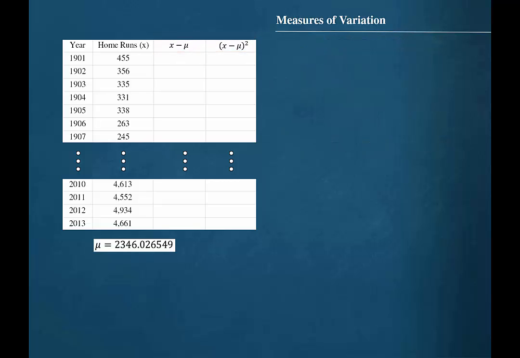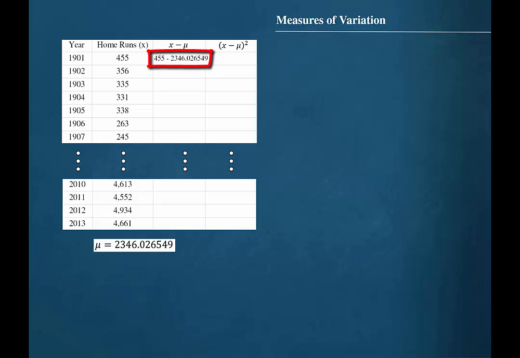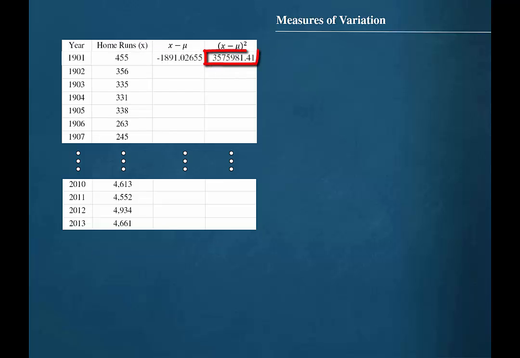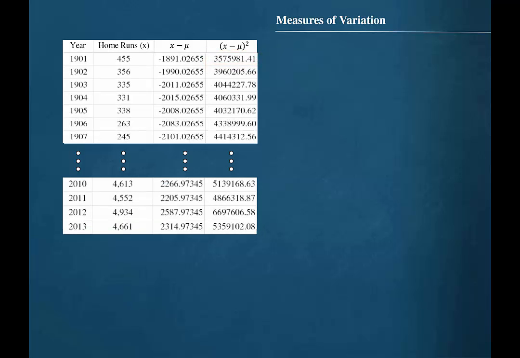Recall that the general rounding rule tells us that we should do no rounding until the final calculation has been made, so we are going to work with as many decimal places of the mean as is practical. To begin, we will subtract the mean from each data value. In the first row, for the year 1901, that calculation will be 455 minus the mean. Once that calculation is done, we will square it in the next column. We will continue this process until it is complete for each row in the table. Note that the larger the deviation, the larger this squared value will be.